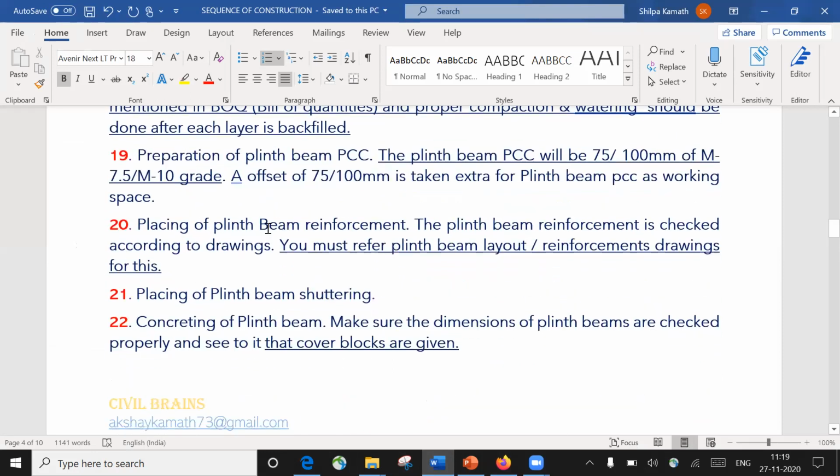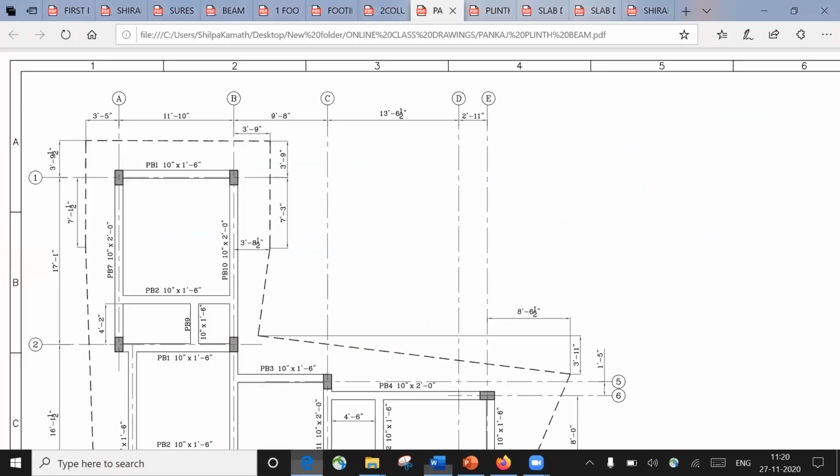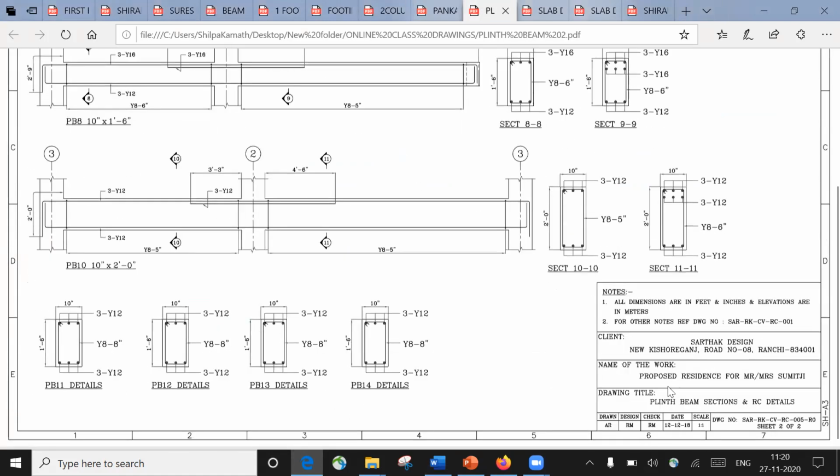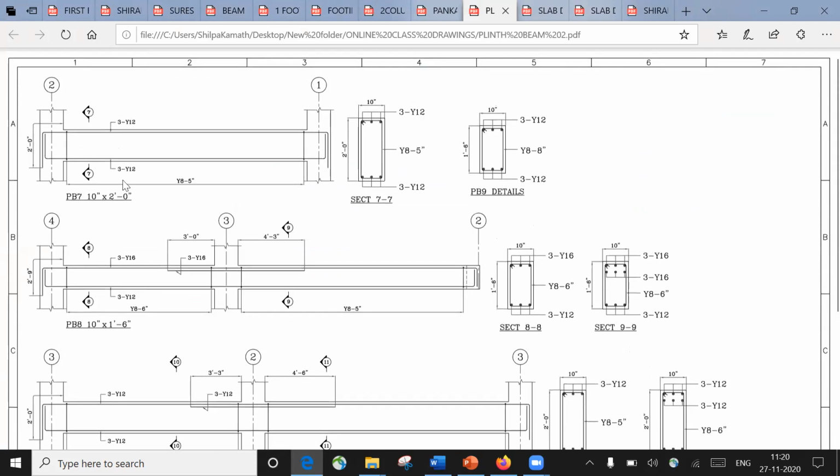Next is placing of plinth beam reinforcement. Once you have put up the plinth beam PCC, next we have to put up the plinth beam reinforcement. Again, you have to refer to the plinth beam layout. This is a plinth beam layout, and this is the reinforcement details you get. It's written here: plinth beam sections and RC details. So this is a section for a plinth beam.